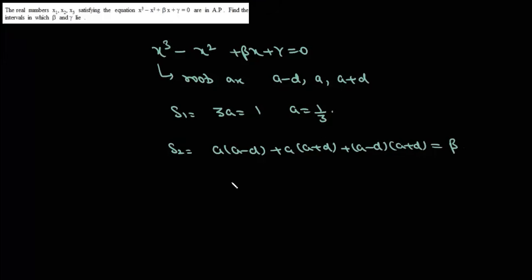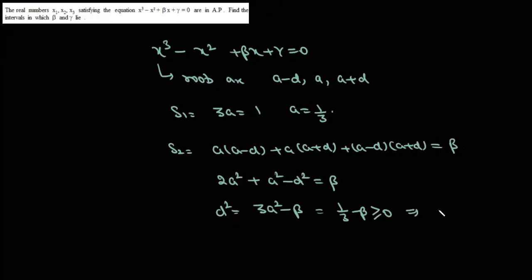Now here ad will cancel, so we'll get this as 2 times a square plus a square minus d square. It is equal to beta, or we can write d square is 3a square minus beta. Now a is 1 by 3, so we'll get this as 1 by 3 minus beta. Now d square should be greater than or equal to 0. So from here we'll get this condition that the value of beta must be less than or equal to 1 by 3. Now we need to find a range of gamma.